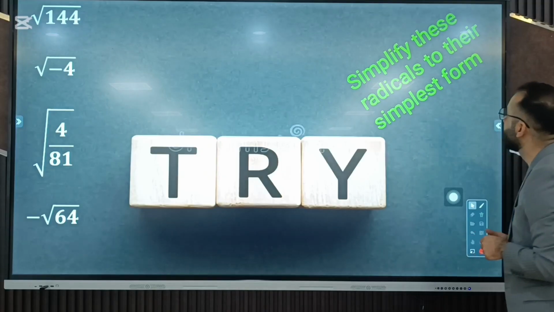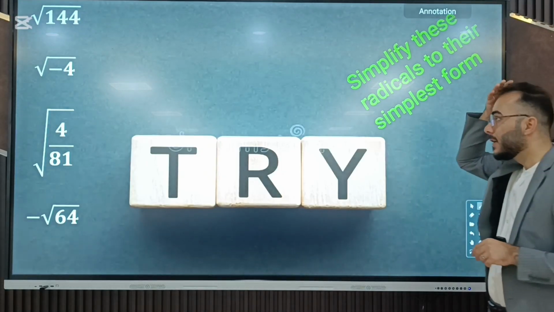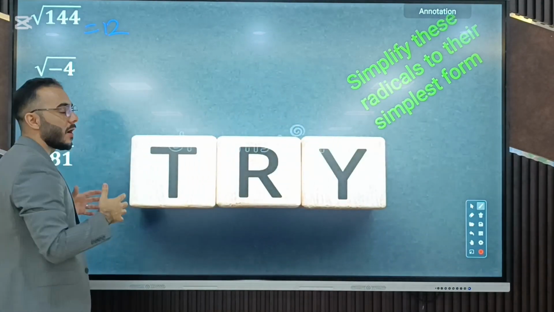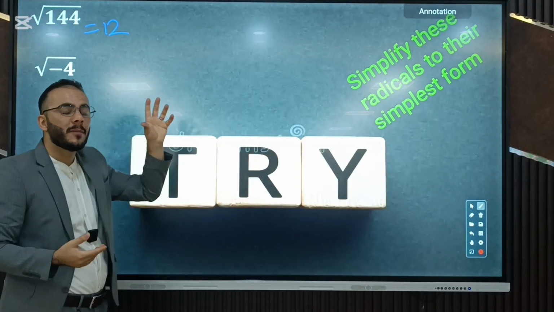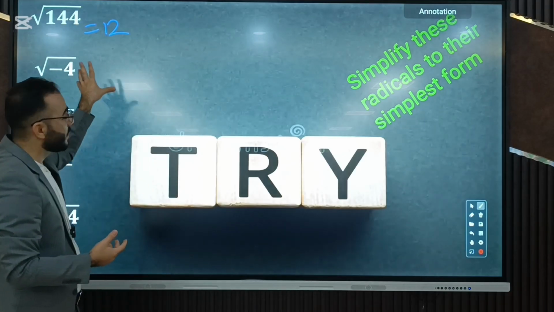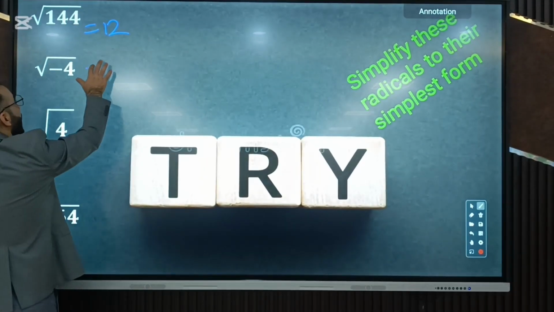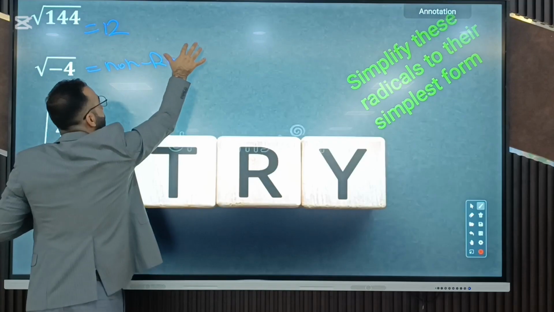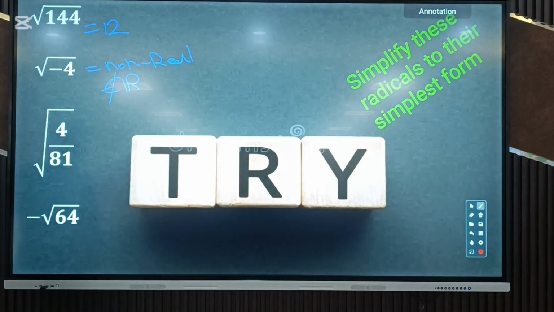Now simplify these radicals to their simplest form. Let's just do it quickly. The square root of 144 is equal to 12. You know that 12 times 12 is equal to 144. The square root of a negative number, we already mentioned this case in the first lesson regarding the set of numbers. If we have a negative under the square root, it's going to be a non-real number. It doesn't belong to the real number set.